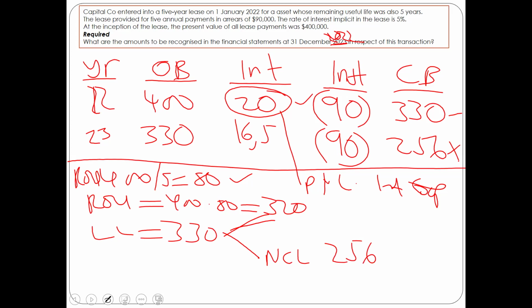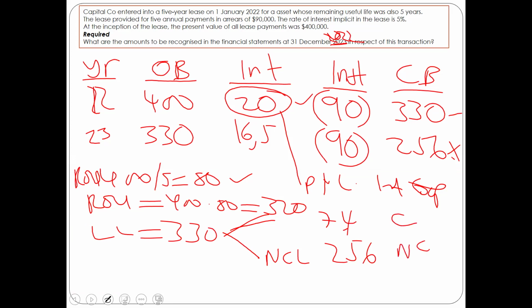Then what becomes current is the difference between the two. So that becomes 73.5. Right, so this 256 is actually 256.5, that's why there is a 0.5. So let's simplify this, remove that, and just calculate it directly and say 74 here. We have simply said 330 minus 256. So this is the current portion. This is the non-current portion, such that the total of the two becomes 330, which is the amount owing at the end of 2022.